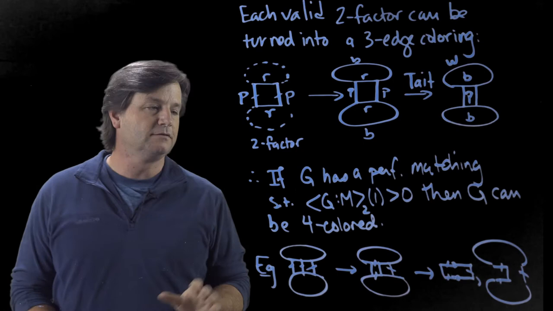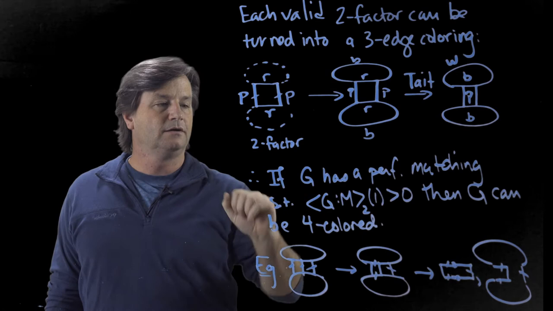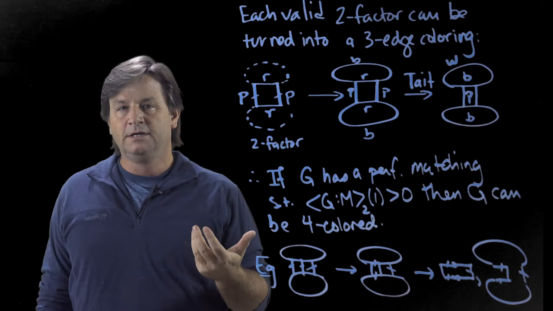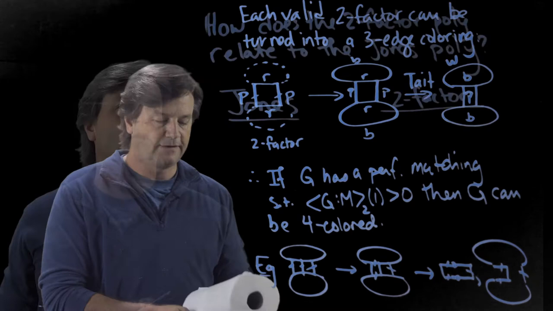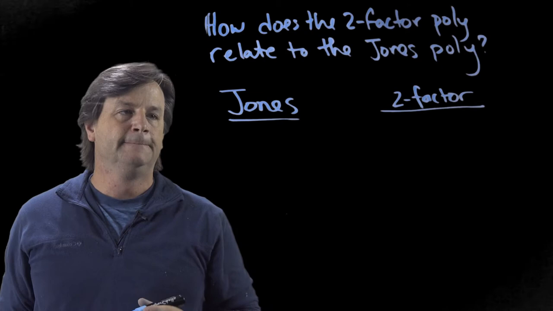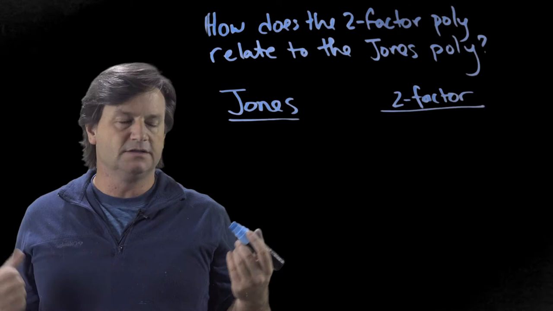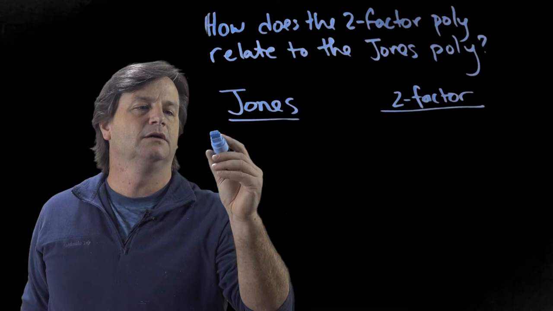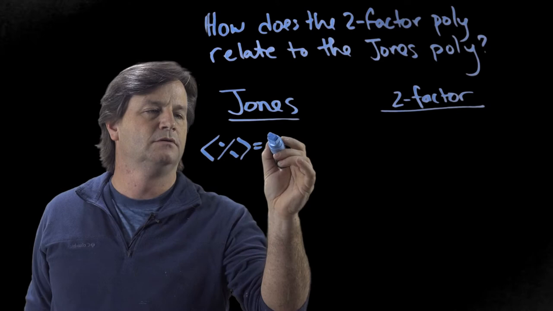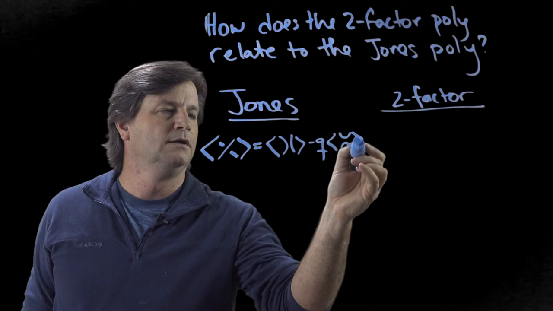So that brings up the question of how does the two-factor polynomial, this thing that is calculating the number of two factors, relate to the original Jones polynomial? So let me erase this and we'll work on that. How does the two-factor polynomial relate to the Jones polynomial? And to understand that, let's go back and look at the Kauffman bracket. It resides in the Kauffman bracket. And these are similarly defined polynomials in a lot of ways. So if we define the Kauffman bracket, everybody should be familiar with that. The two-factor bracket looks very similar, but it's on a graph.